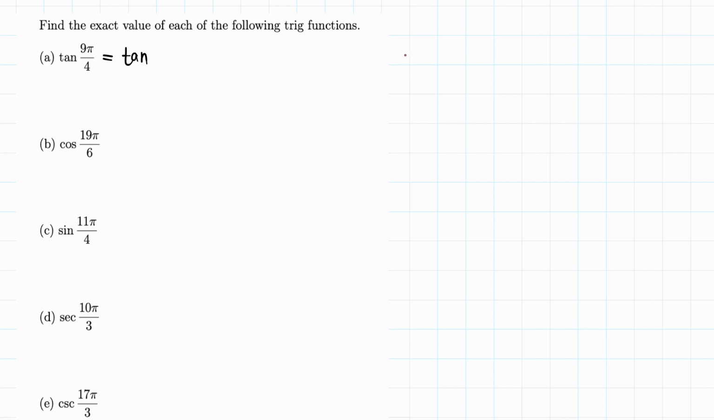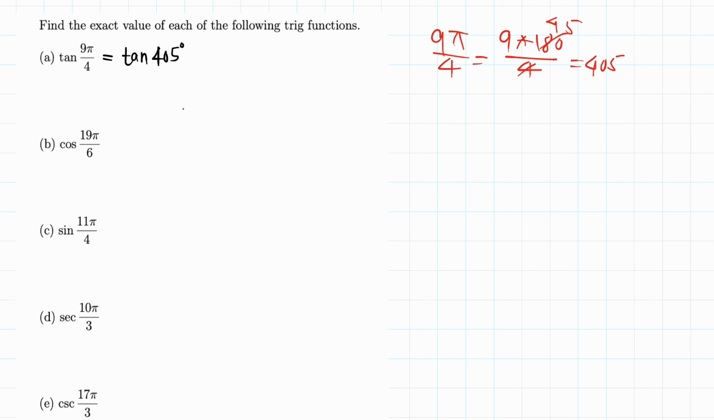9 pi over 4. Pi is 180. So 45. Then what is this now? 45 times 9 is 405. So this is essentially 405 degrees.